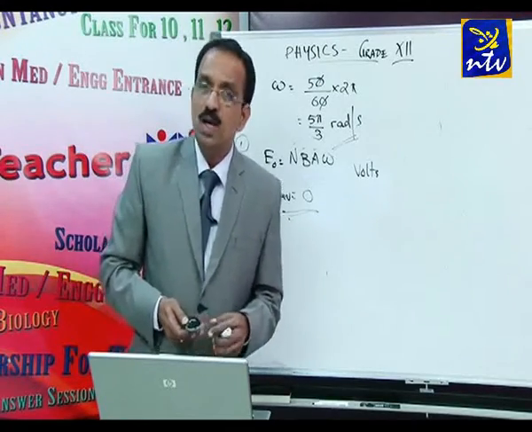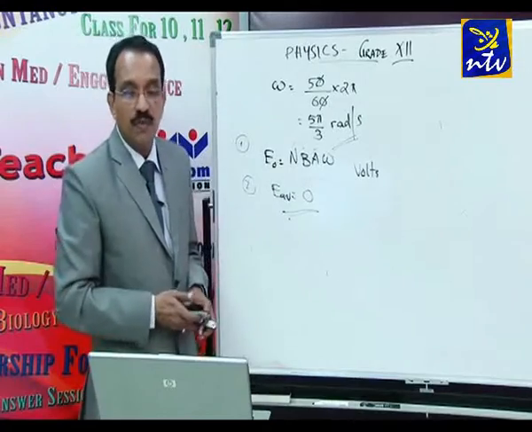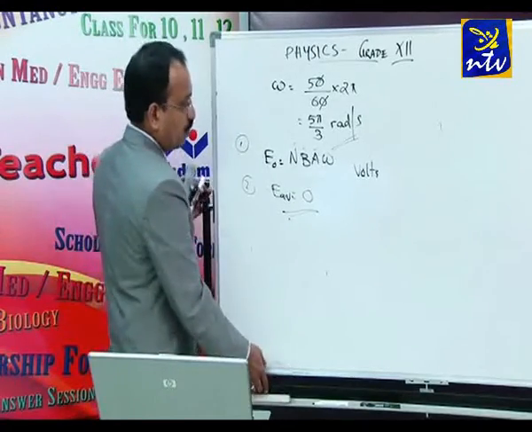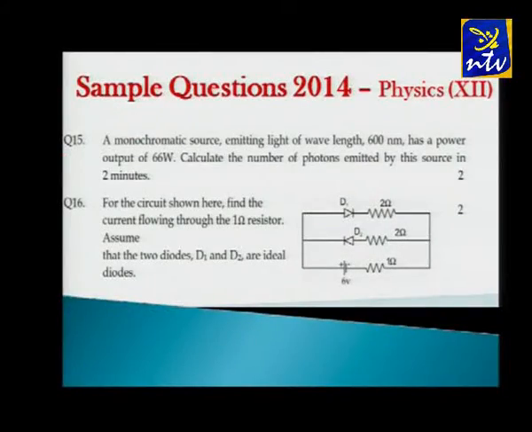Is it clear? Okay, now we move on to the 15th question. You look at question 15 and 16 on the screen. Read the question carefully. This is again a relevant question for the exams. We have to find out the number of photons emitted by this source in 2 minutes. The power is given as 66 watts. So now come back to this.